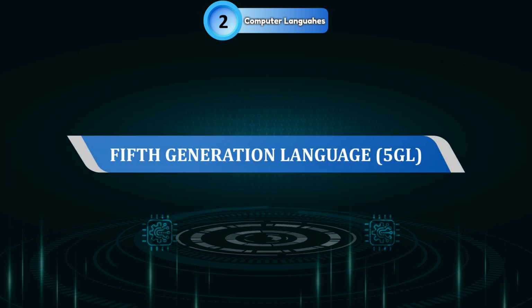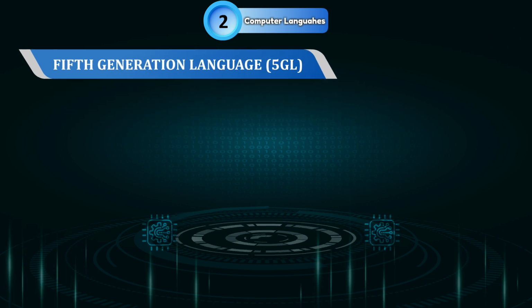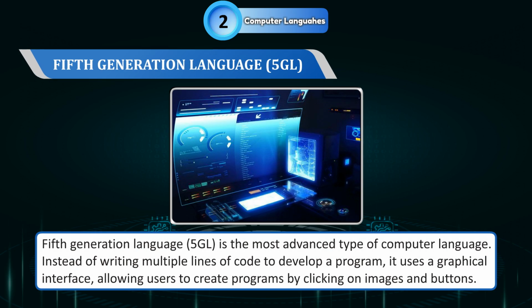Fifth-generation language, 5GLs. Fifth-generation language, 5GLs, is the most advanced type of computer language. Instead of writing multiple lines of code to develop a program, it uses a graphical interface, allowing users to create programs by clicking on images and buttons.